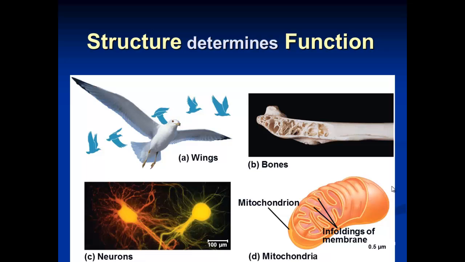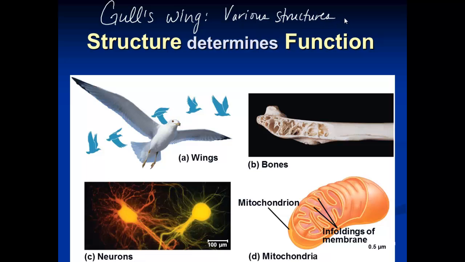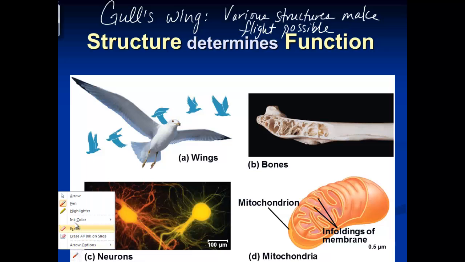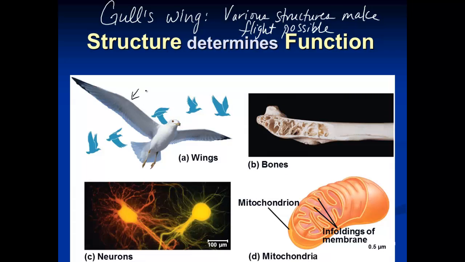To illustrate this, we're going to look at a gull's wing. So we're focusing in on a gull's wing here. And as we look at the various aspects of a gull's wing, we can see that there are several things that make flight possible. Various structures of the gull's wing make flight possible. So starting on the top left, we are looking at the gull itself, and you can see the wing outstretched. That wing has an aerodynamic structure to it that facilitates the function of flight.